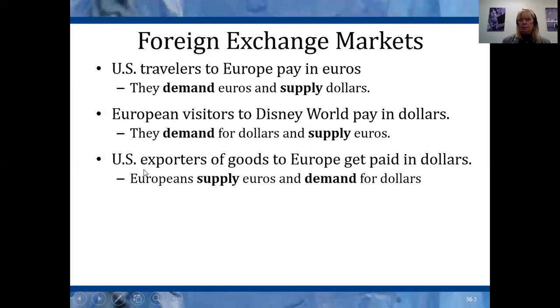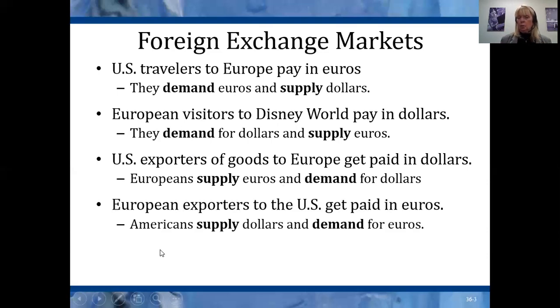Same way with US exporters. US exporters of goods to Europe are going to ultimately get paid in dollars. So Europeans, and this often goes on behind the scenes, this is not something that happens at the car dealership, but behind the scenes, Europeans are selling euros, they're supplying euros, and they're demanding dollars because they're buying US goods, and those US goods have to be purchased in US dollars.